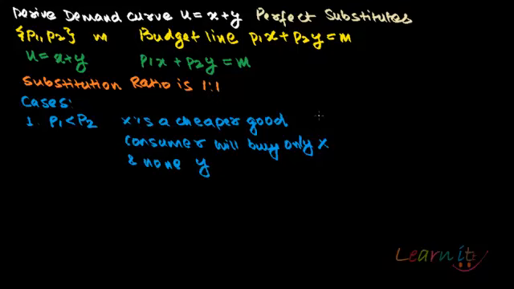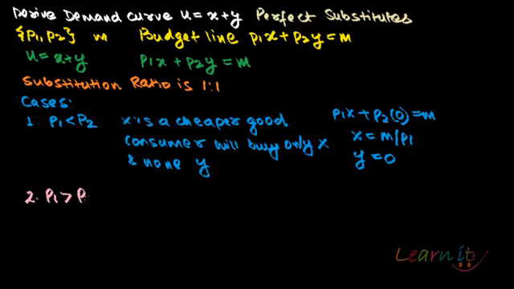He will buy only X and none of Y. So in this case, what is the budget line? P1x plus P2y, but there is no y bought, hence it is 0. So X is equal to M by P1 and Y is equal to 0. Clear? Now the next case is when P1 is greater than P2. Then similarly Y is a cheaper good.